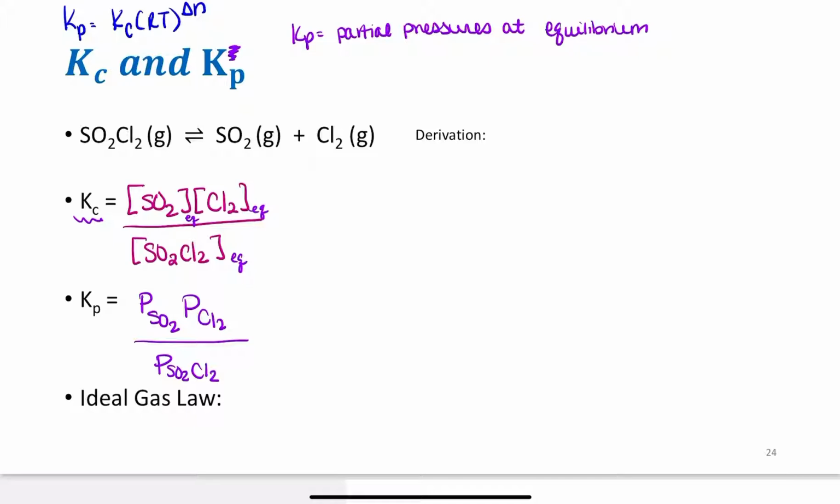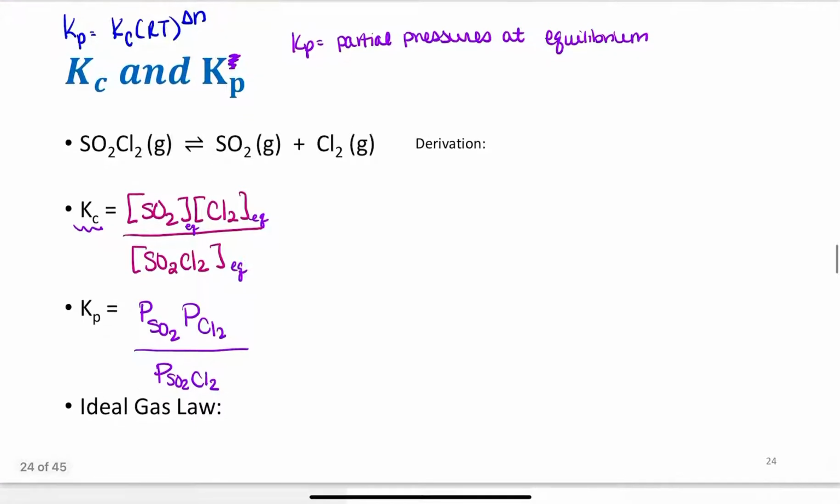So I've got Kc, I've got Kp. We hopefully remember from first semester the ideal gas law. The ideal gas law shows us that PV equals nRT. We can also apply this specifically to one species in a reaction.